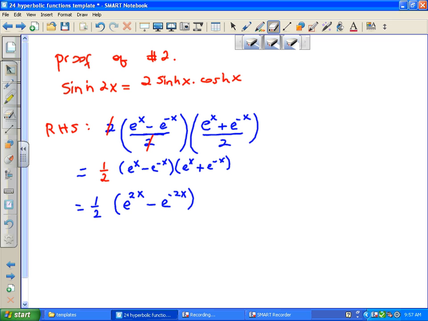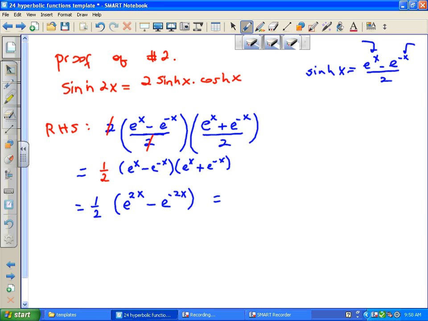We're supposed to show this is equal to sine hyperbolic of 2x. Does it really look like that? Well, let's think about it. What was, once again, hyperbolic sine of x? It was e to the x minus e to the negative x divided by 2, right? So what do you think is hyperbolic sine of 2x? You would have to replace every x by 2x, right? If you do that, you get sine hyperbolic of 2x.